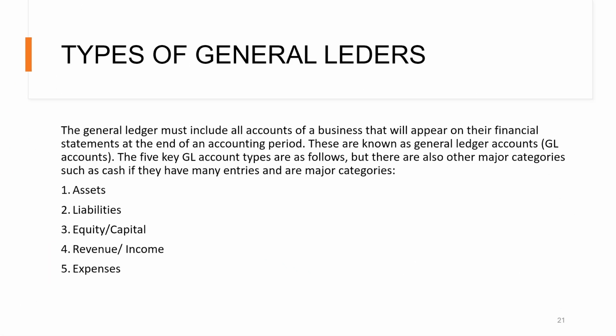Types of general ledgers, which we have mentioned earlier as well, to sum up again a little bit. The general ledger must include all accounts of a business that will appear on their financial statements at the end of an accounting period. These are known as general ledger accounts, or GL accounts. The 5 key GL account types are as follows. These are the 5 types of accounts that we mentioned repeatedly: assets, liabilities, equity or capital, revenue or income, and expenses. Proper classification of transactions is the main task of accounting and bookkeeping, and accuracy is paramount in accounting. The general ledger serves as the foundation for preparing financial statements, including the key reports and statements, correctly and accurately.